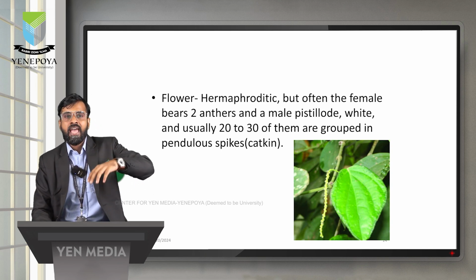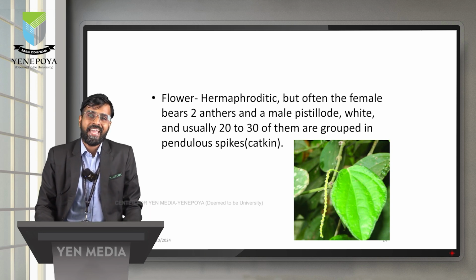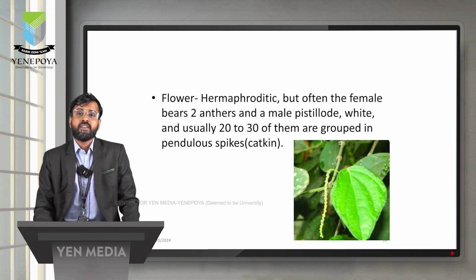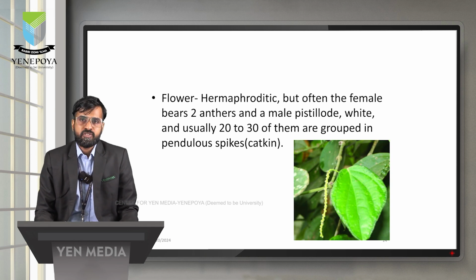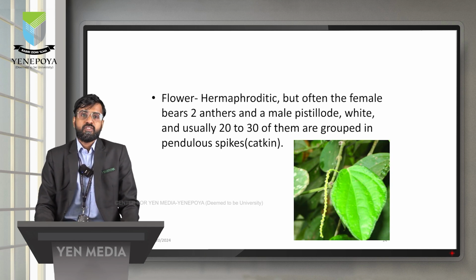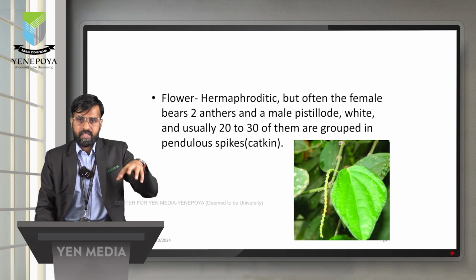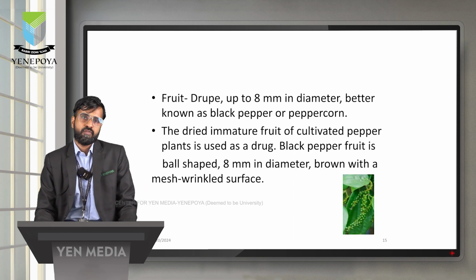The inflorescence is hanging, pendulous, hanging downwards, a pendulous spike. We can call it a catkin. It is a racemose type of inflorescence, and it is bisexual, hermaphrodite. But often the female bears 2 anthers and a male pistillode, as well as white. That is the color, and usually 20 to 30 hanging spikes can be found, or pendulous spikes, or you can call it a catkin type of inflorescence.